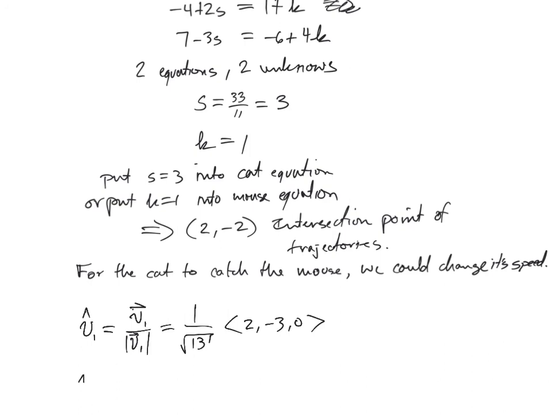Well, we want a new velocity vector for the cat, which is going in the same direction. Cat's still going in the same trajectory, but it's got a different speed, so it's going to have a different magnitude. So multiply it by some value c, not the speed of light, but just some magnitude c, times this unit vector, which is the direction that the cat is traveling. That gives us a new velocity vector for the cat.